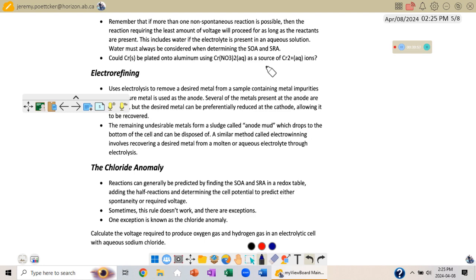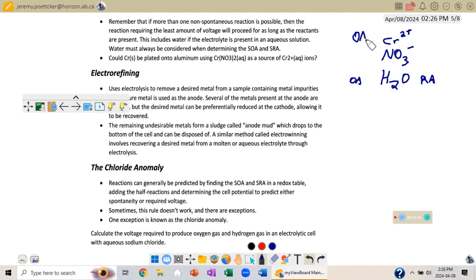So the question is, could chromium be plated onto aluminum using chromium 2 nitrate as a source of chromium 2 plus ions? So we got to look here and we say, okay, well, if I look at this here, I've got a couple things. I'm going to be using aluminum as my cathode, so it's not going to take part in the reaction. But I have chromium 2 plus ions. I have nitrate kicking around. It's not acidic, so that's not going to actually take part. And I have water kicking around. Now, water obviously can be both an RA and an OA. Chromium 2 actually can act as both an OA and an RA.